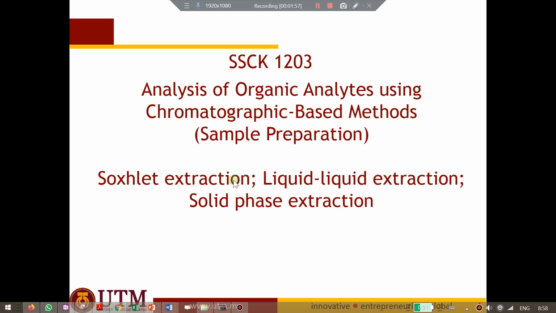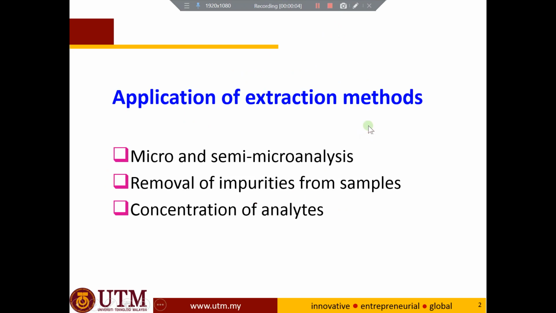Solid extraction focuses on the solid or liquid sample. Okay, we can do both, and we can do liquid extraction. We can also have the solid phase extraction. Kita juga ada solid liquid extraction. Solid liquid extraction actually falls under liquid extraction lah, but the sample is solid. Liquid extraction, the sample is liquid. Alright, okay, let's go to the next slide.